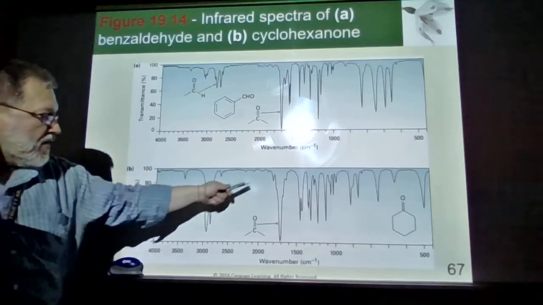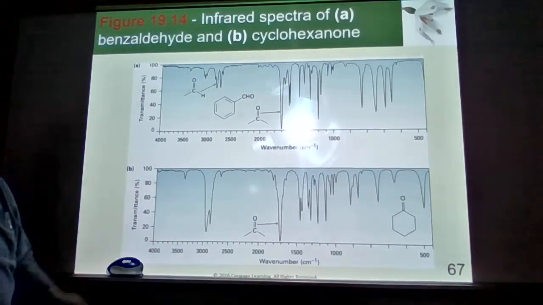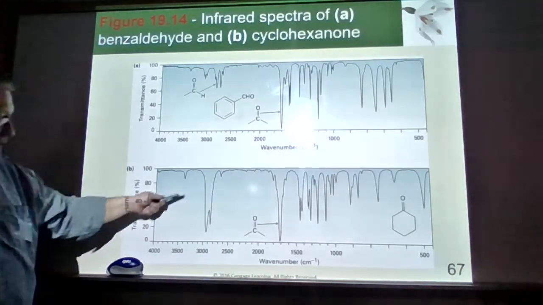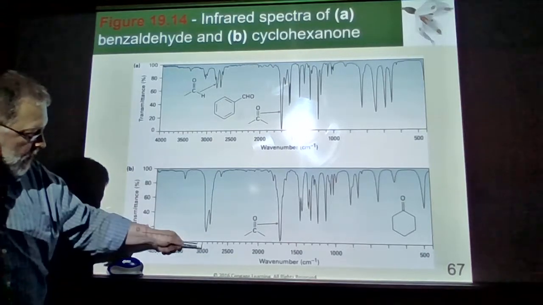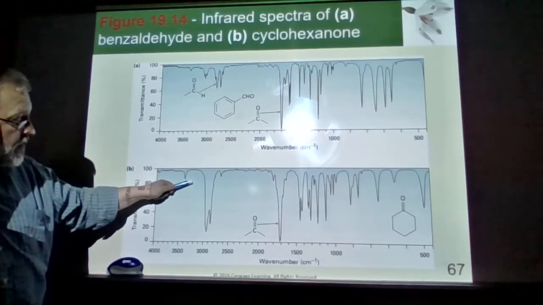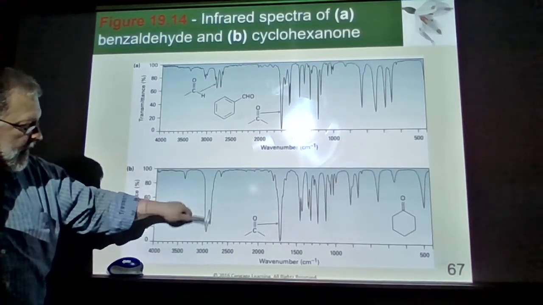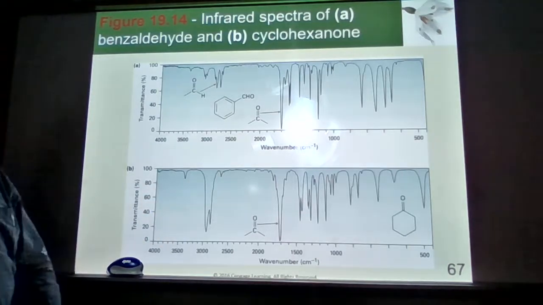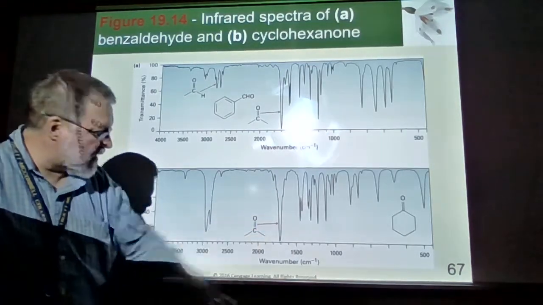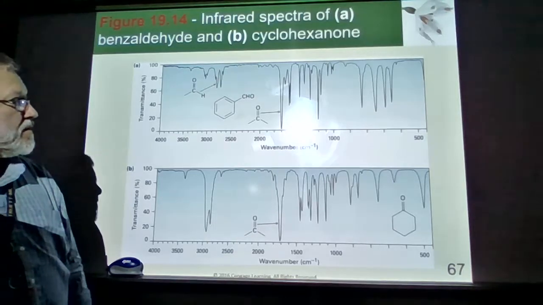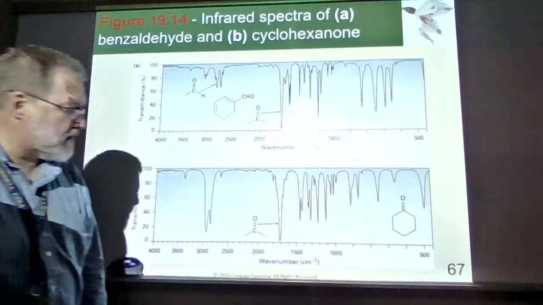Your ketone, again about 1700. Cyclohexanone, there's 3000. Anything immediately to the left? No. But we do have stuff immediately to the right. All sp3 hybridized carbon. This says C double bond O, cyclohexanone.